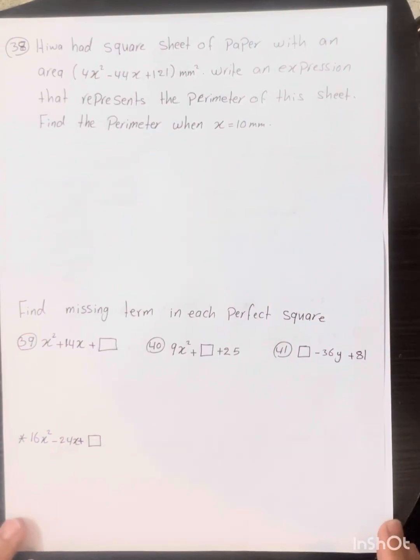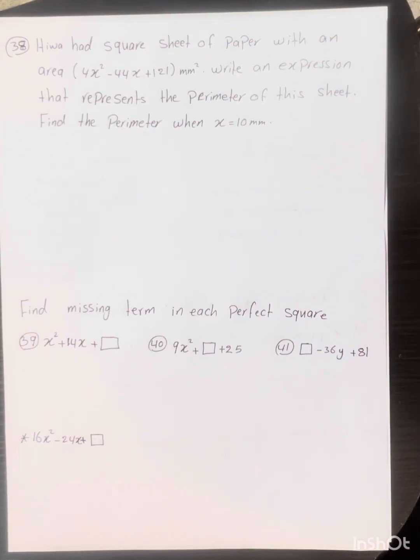Question 38 in the exercise says: Hiwa had a square sheet of paper with an area 4x power of 2 minus 44x plus 121. Write an expression that represents the perimeter of this sheet. Then find the perimeter when x equals 10. This question has two requirements. The first one, we need to find the perimeter for the paper. The second one, we need to evaluate the perimeter when x equals 10.